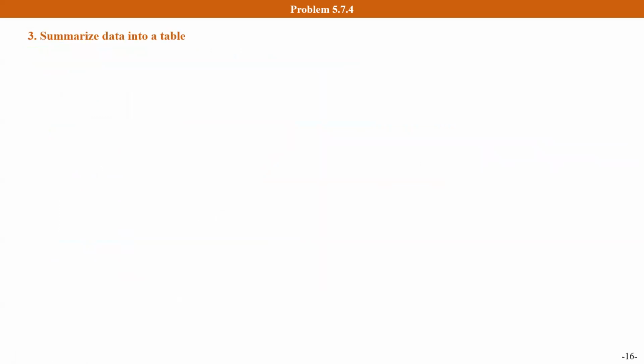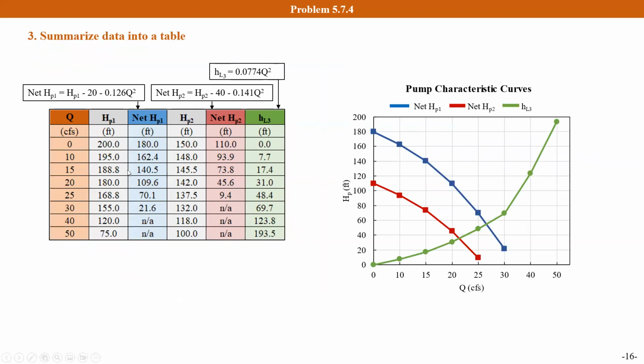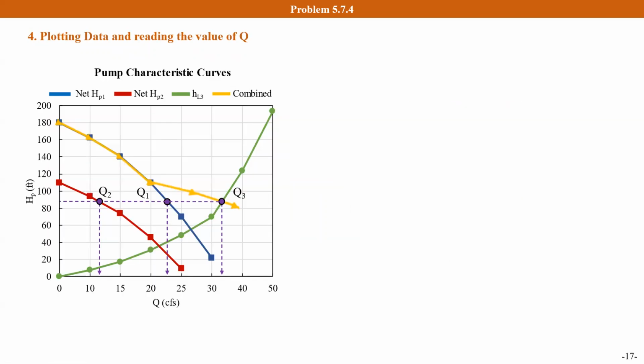So let's summarize all the information into a table. In this table, we list the flow rate, the pump head in pumps 1 and 2, and their net pump head respectively. This plot shows the single pump head, the net pump head by the single pump, and the head loss in pipe 3.